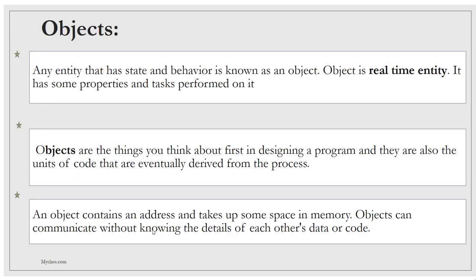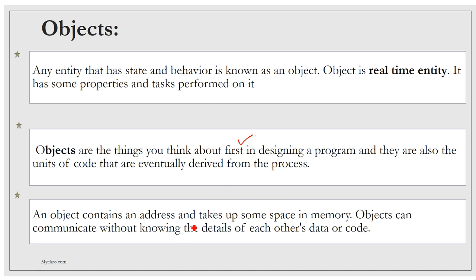An object is any entity that has state and behavior. Object is a real-time entity. We can feel it or touch it. It has some properties and tasks performed on it. Objects are the things you think about first in designing a program. When we are designing a program in Java or any other object-oriented programming language, we first think about the objects. From the object, that unit of code is the main part of our object-oriented programming language.